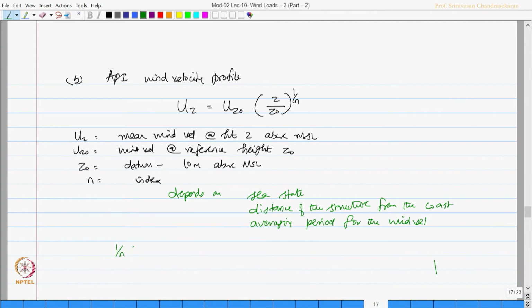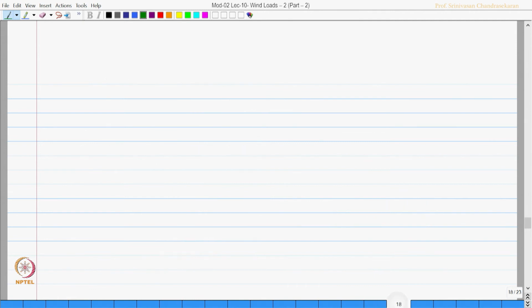Usually 1 by n is 1 by 13 for gust wind, and it is 1 by 8 for sustained wind in open sea. In this specific problem we have been asked to include the gust effect, therefore we will take this value as 1 by 13. So in that case u z will be given by 70 into z by 10 raised to 1 by 13, because 70 is the mean wind velocity in meter per second.